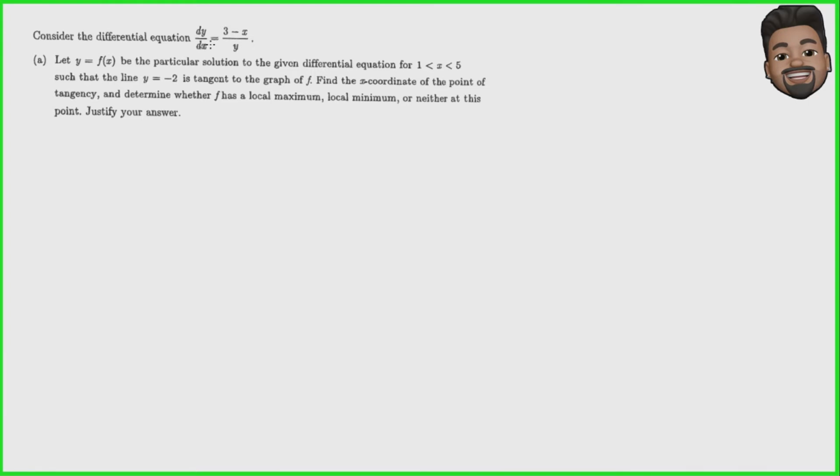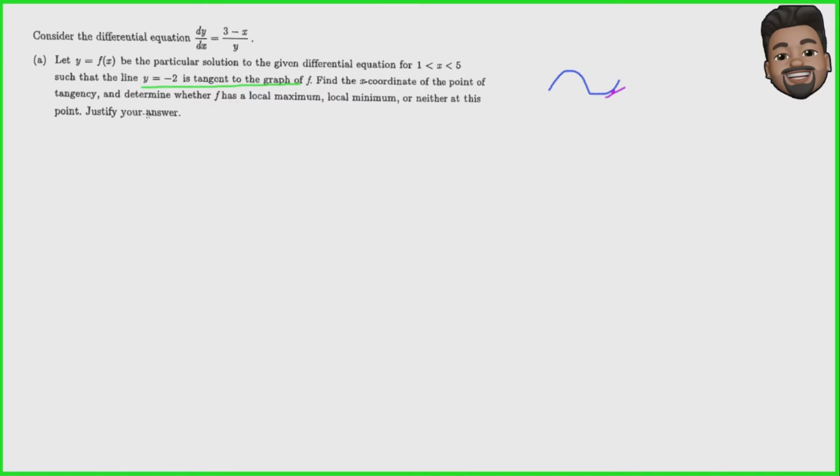So consider the differential equation. Let y equal f of x be the particular solution to the given differential equation for this interval such that y equals 2 is a tangent to the graph of f. Now, what does the word tangent mean? That just means if I have some curve like this, I am tangent to it, right? I'll draw one maybe right here. Sometimes we do the equation of the tangent line. Let's continue reading it though, because there's more information given to us.